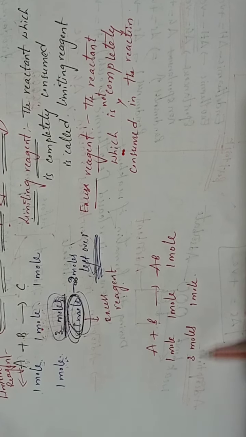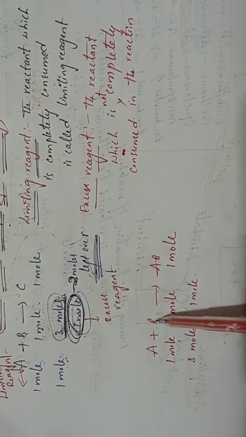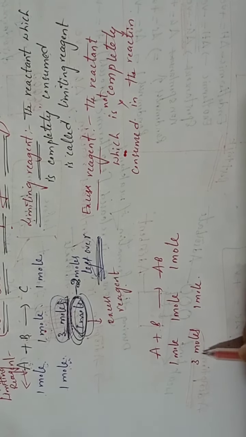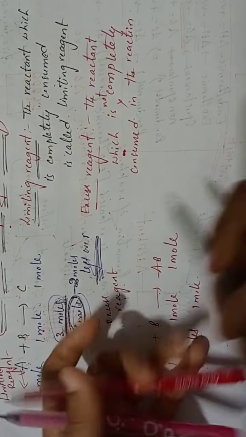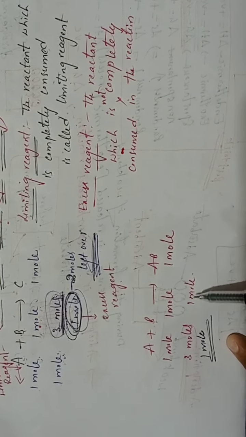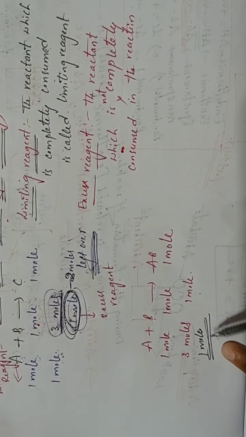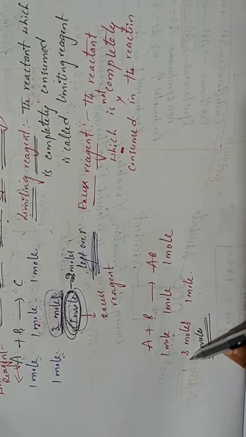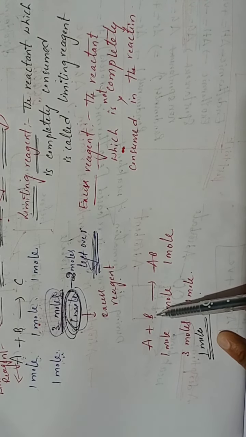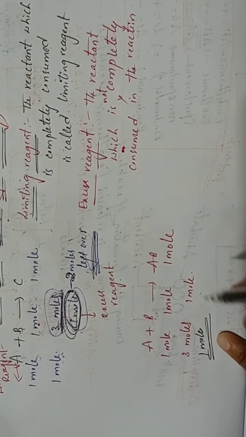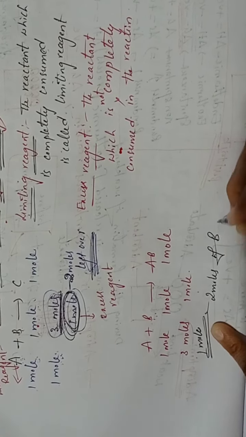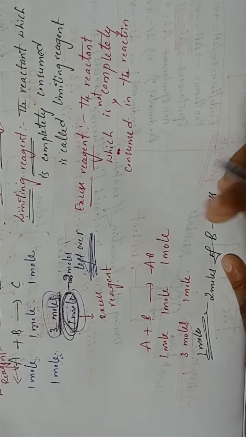Here how many moles of A are given? 3 moles given. So 1 mole of B combined with only 1 mole of A. That means here the excess is how many moles? 2 moles. Of these 3 moles, only 1 mole is consumed. That means 1 mole of reactant B combined with 1 mole of reactant A, and the remaining 2 moles of reactant A will not react with reactant B. Are you following? That means it is not consumed in the reaction. It is left over. It is in excess. How many excess here? 2 moles are excess. Understanding?